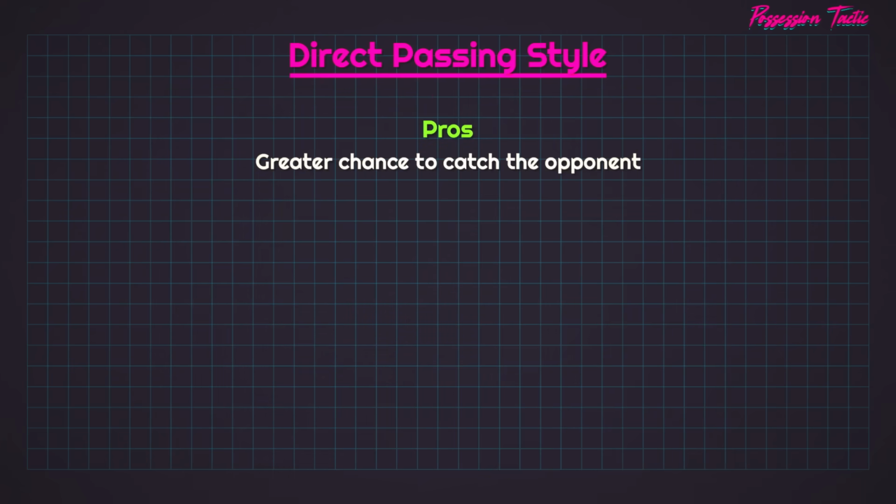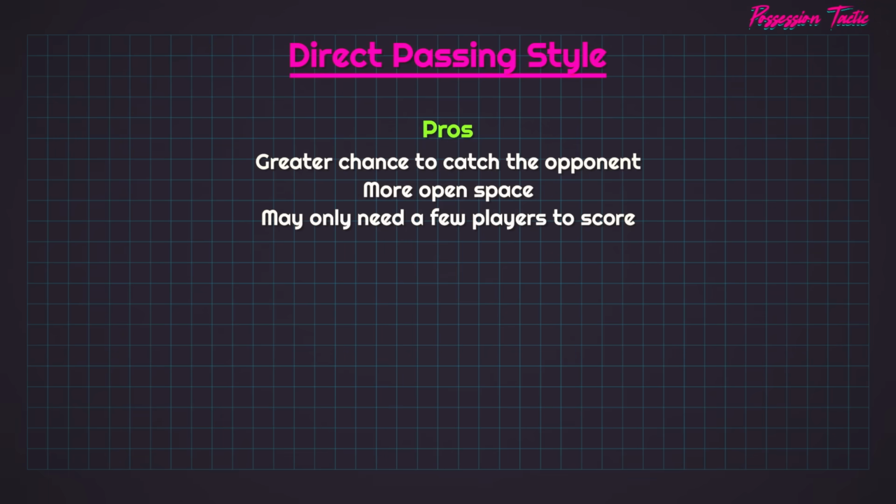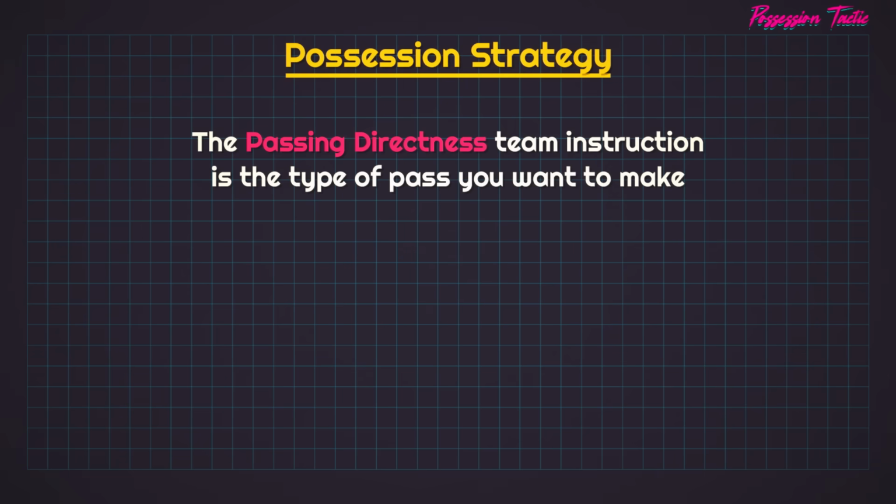The benefit is that we have a greater chance to catch the opponent out of their defensive shape, allowing us the chance to get more open space to attack. And sometimes you may only need a few players to score a goal. The downside is that the more risky passing means a higher risk for turning the ball over. It can also lead to your team being under pressure, as the lack of possession means your team is defending more. So the passing directness team instruction is the type of pass you want to make.